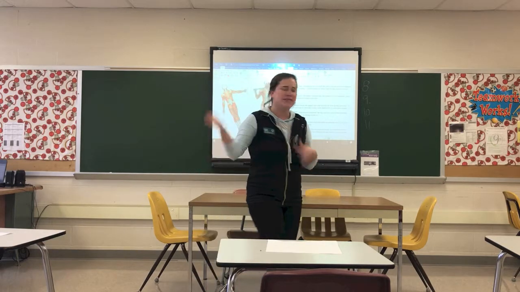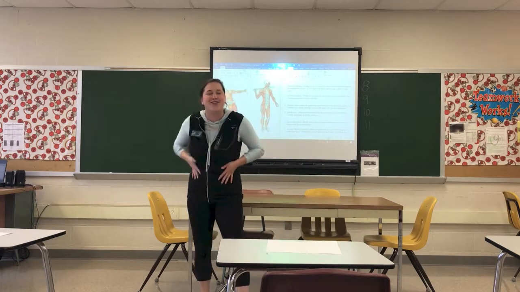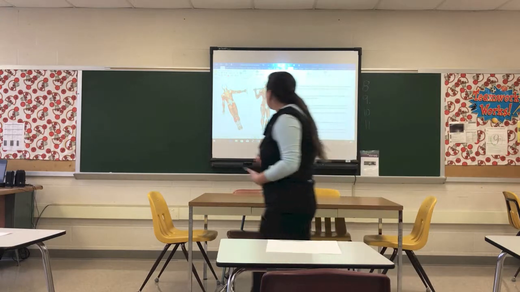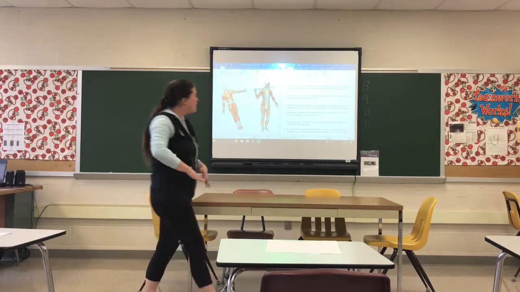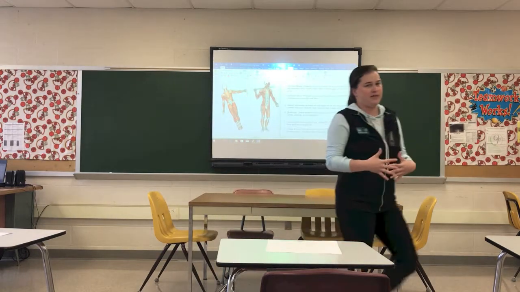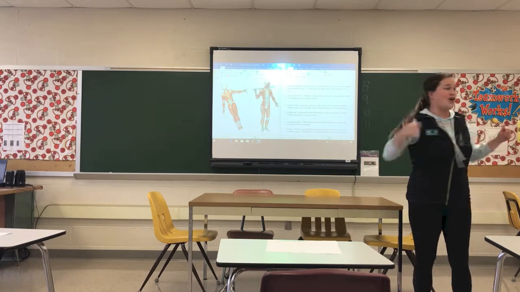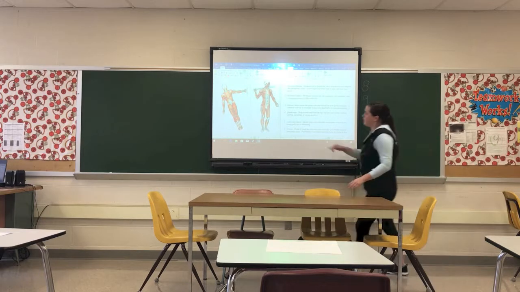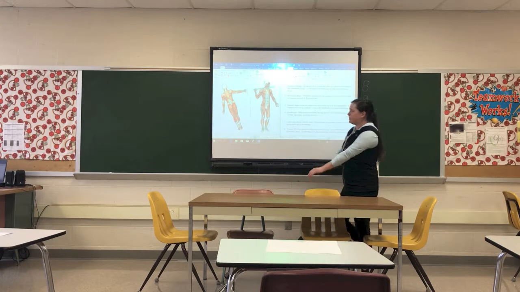Can anybody take a guess on where their external oblique is? Yes, it is right here. It's a muscle underneath. Its major job is to pull the chest downward and compress the abdominal cavity. So this really helps you bend side to side and also do a lot of twisting motions. On the label, the external oblique is going to be right here. You'll be able to see it on the front side, not the back side. That's going to be a different muscle.